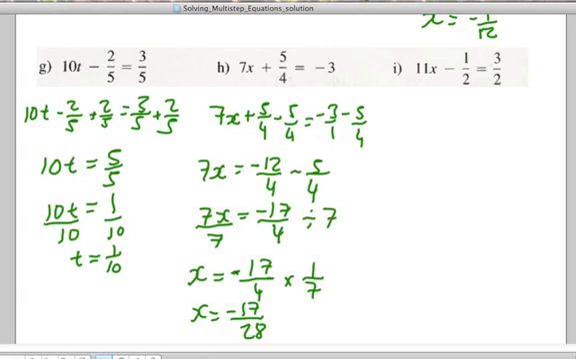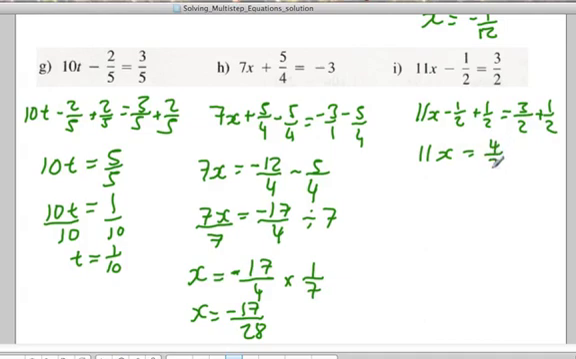All right, in order to isolate the term with the x in it, we're going to have to add 1/2 to both sides. So 11x minus 1/2 plus 1/2 is equal to 3/2 plus 1/2. So 11x is equal to, this is going to be 4 over 2, which simplifies to 2. Divide both sides by 11, and you get x is equal to 2/11.